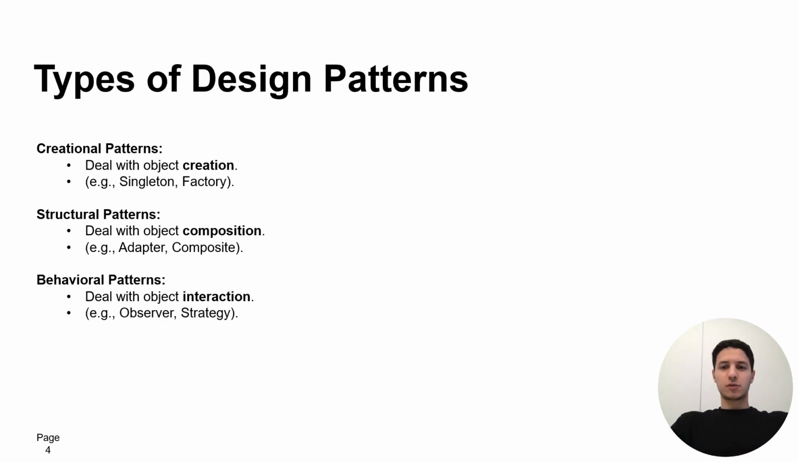Okay, so let's start talking about the exciting points. What are the types of design patterns? Basically, we have three types: creational patterns, structural patterns, and behavioral patterns. From their names, creational patterns deal with object creation. They aim to create objects in a manner suitable for a specific situation. Then we have structural patterns that deal with object composition. They help us ensure that if one part of the system changes, the entire system doesn't need to change. And finally, we have behavioral patterns that deal with object interaction. Behavioral design patterns focus on how objects interact and share responsibility.